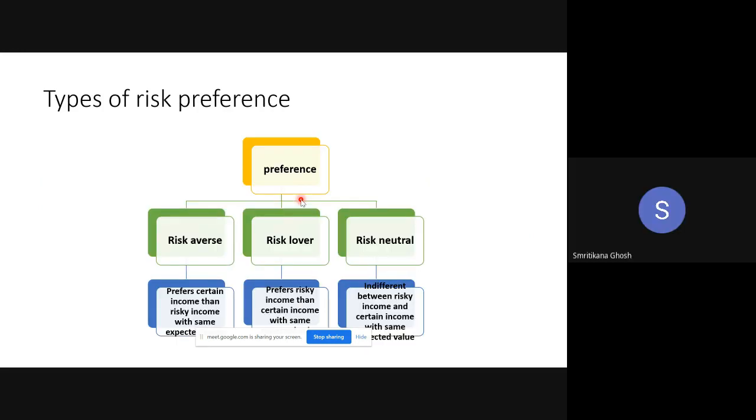So the next one: type of risk preference. There are basically three types of individuals in society. The first one is risk averse, as I said. The second one is risk lover, and the third one is risk neutral. Now, who is risk averse? One who prefers certain income over risky income with the same expected value, as I said here.